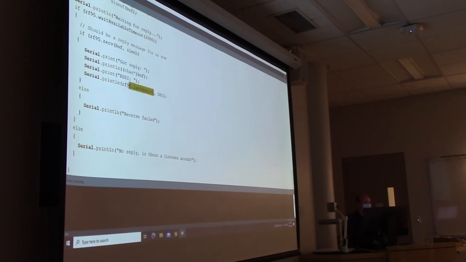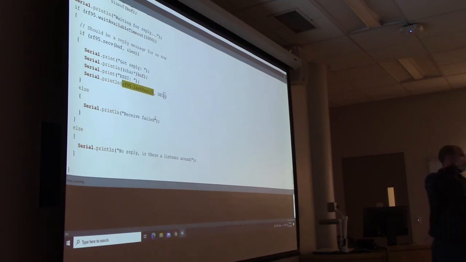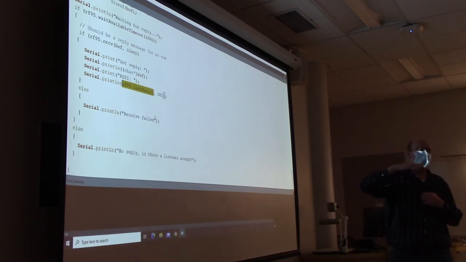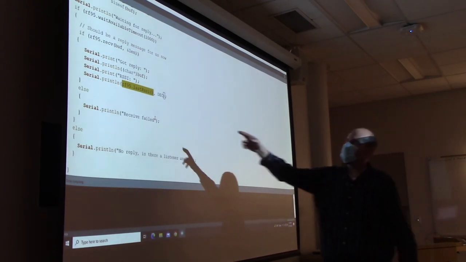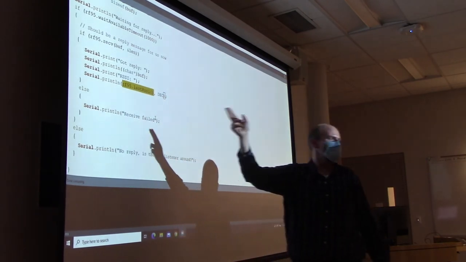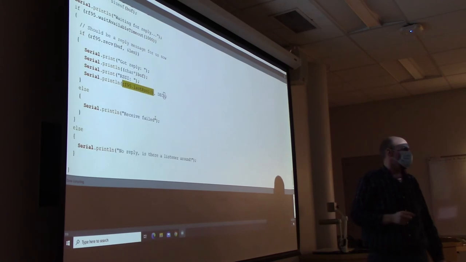This function here, RF95 last RSSI. One of the nice things about LoRa is that as it's receiving a signal, it's changing the gain on an amplifier. After it finishes receiving the packet, the last setting of that amplifier is saved in the radio. That's a really nice feature because it lets you determine how amplified the signal had to be to be properly received by the radio, which tells you the strength of that signal. So this is a received signal strength indicator, I believe. This number tells you the strength of the signal that you just received, which as a proxy tells you how far away that thing is.